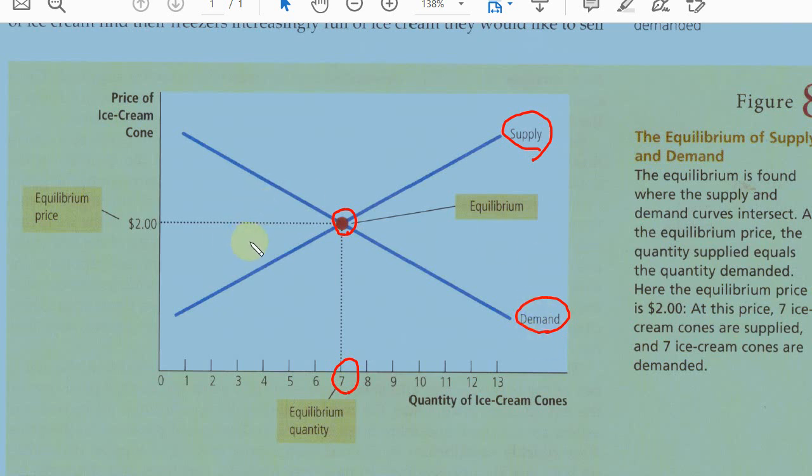The equilibrium price is $2. Ice cream at $2 and a quantity of 7 is the ideal ice cream in the market. The price at this quantity is $2 here. Understand? This is what we call equilibrium. In the market, this equilibrium is automatically regulated by what? By price.